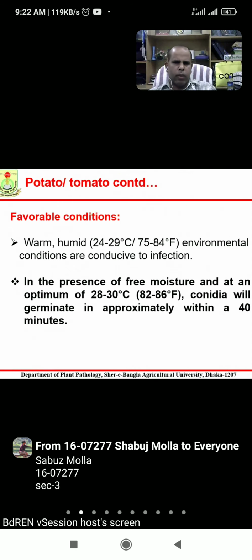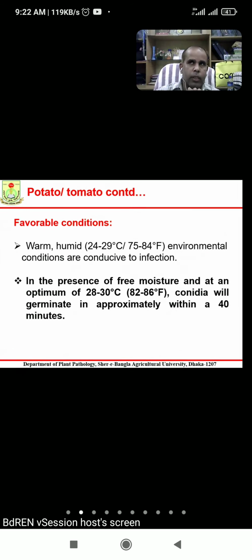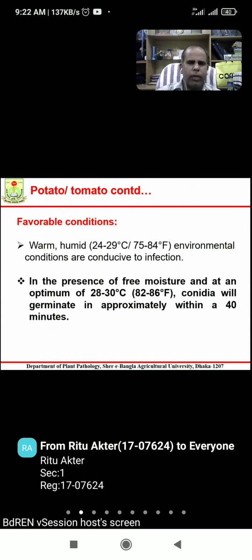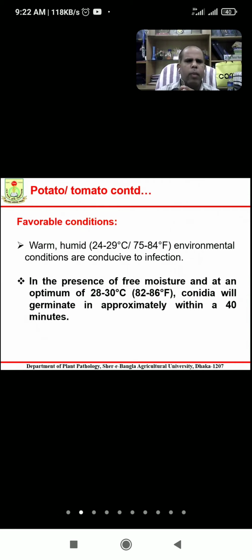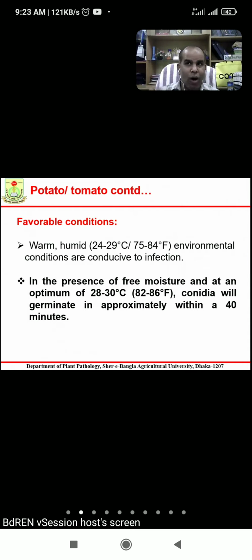Now, what is the favorable condition? In the previous class, we noted that the favorable condition of Phytophthora, I mean the late blight, was 12 to 24 degrees centigrade temperature. But here the temperature starts from 24 degrees centigrade and goes up to 29 degrees centigrade. This is the favorable condition. Here the condition is not cool, it's a warm condition. Relative humidity with warm condition, not cool condition, is favored. So here humid conditions as well are favored.